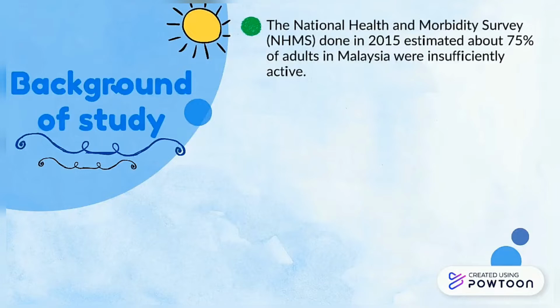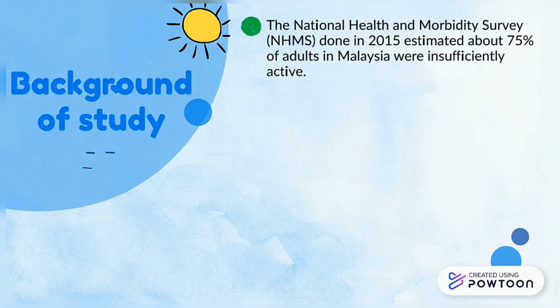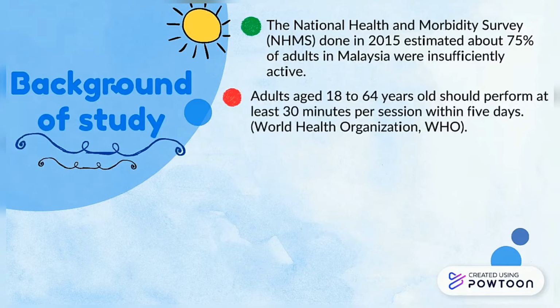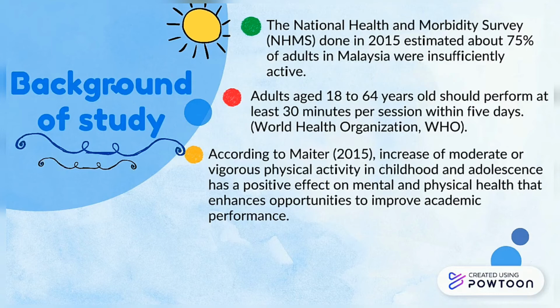The National Health and Morbidity Survey or NHMS done in 2015 estimated about 70% of adults in Malaysia were insufficiently active. According to the World Health Organization or WHO, adults aged 18 to 64 years old should perform at least 30 minutes per session within 5 days. Next, according to a meta study in 2015, an increase of moderate or vigorous physical activity in childhood and adolescence has a positive effect on mental and physical health that enhances opportunities to improve academic performance.